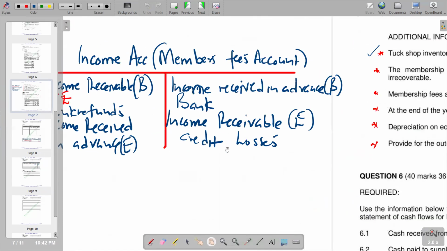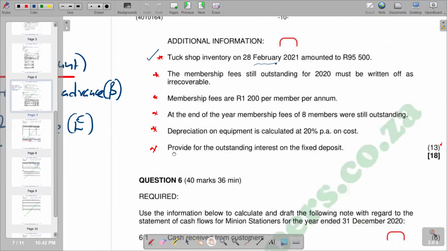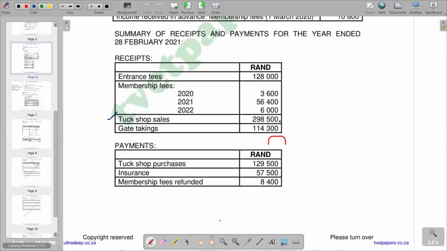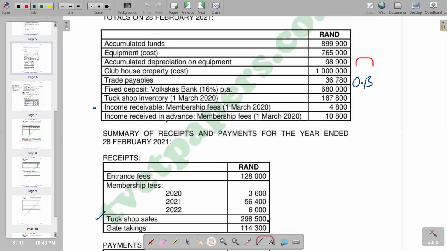We've got also the issue of credit losses that we said should be on the credit side. So we go to the question, try to see, according to the additional information, what does it say about credit losses? If you come here, you are going to see that on item 2, it reads membership fees still outstanding for 2020 must be written off as irrecoverable. So these are the credit losses. This is representing credit loss, as we are seeing that they are saying must be written off. So membership fees still outstanding for 2020, we get them in the opening balances.